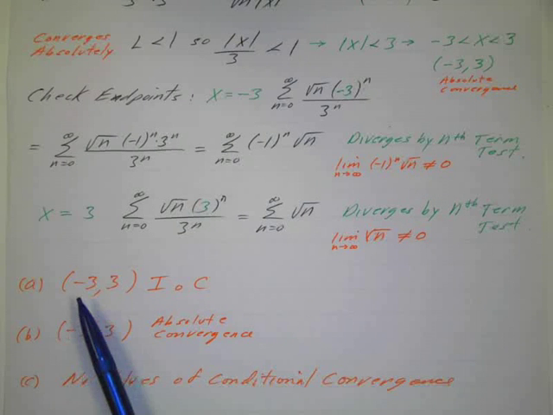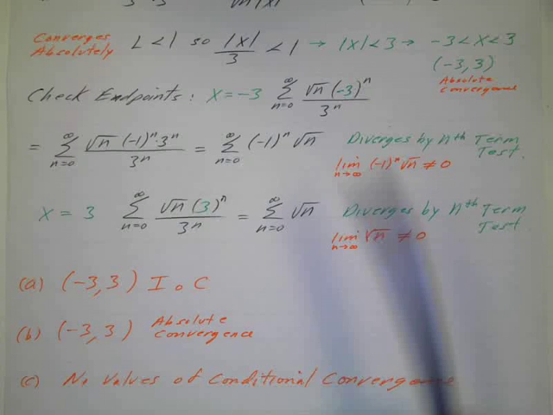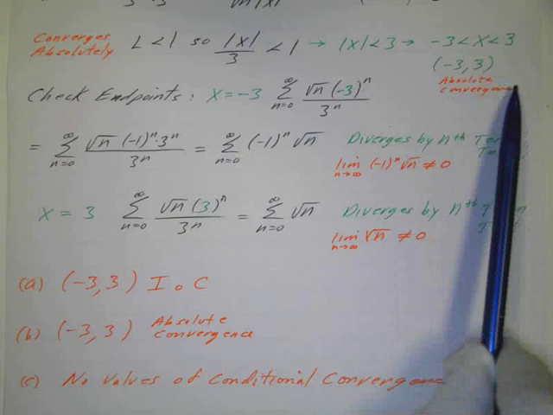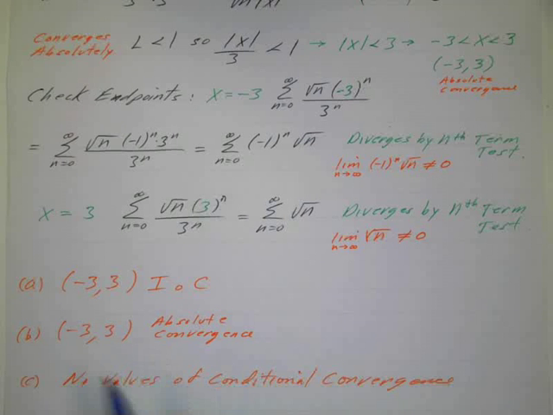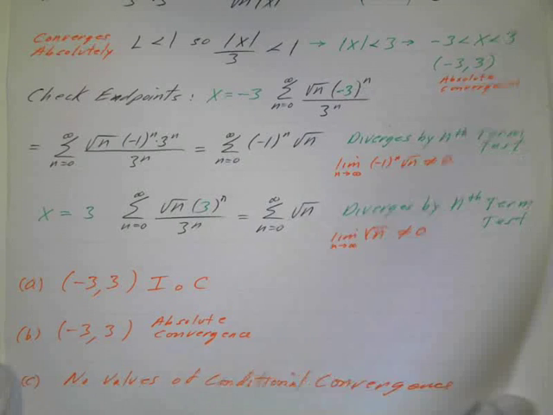So my interval of convergence is basically -3 to 3, which is the absolute interval of convergence. But remember, if it converges absolutely, it converges. So this is my interval of convergence, and that's also my interval of absolute convergence, or those are the values for which it converges absolutely. Therefore, I have no values of conditional convergence. Okay? So that's not too bad. Hopefully you can follow all that. You can always slow this down if I'm going fast.